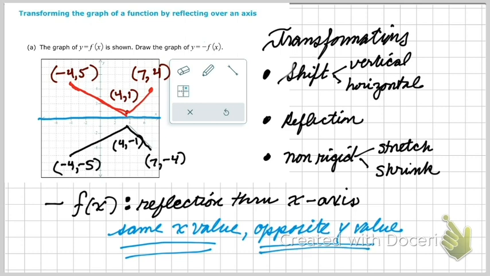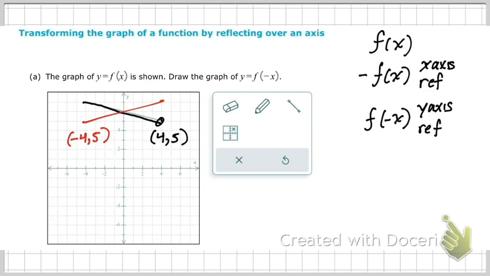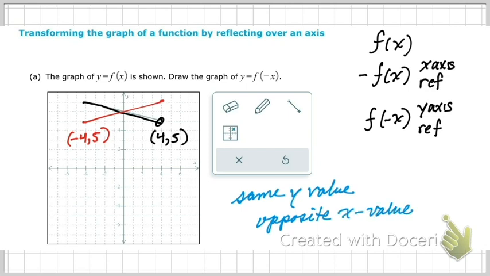And then if we think about how I defined that in words with the same x value, opposite y value, we're just going to switch that for the y-axis reflection. With a y-axis reflection, we're going to have same y value and opposite x value. And that will get us our y-axis reflection.